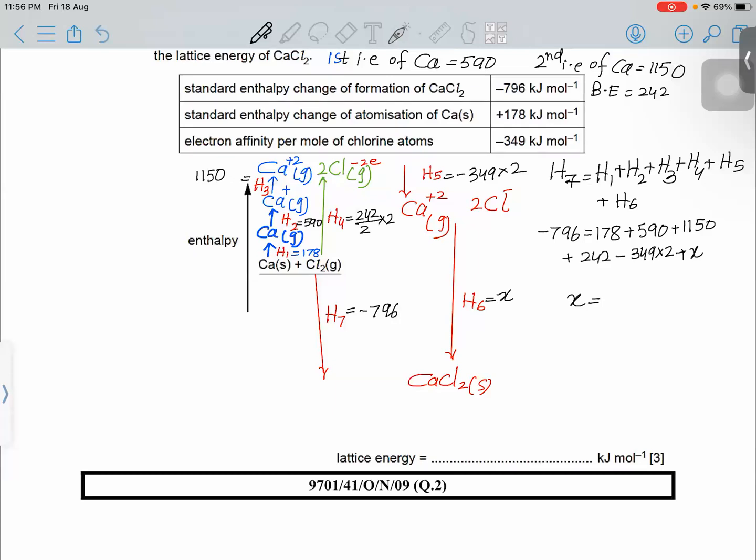So minus 2258. Minus 2258, or minus 2260 kilojoule per mole. Minus 2260 kilojoule per mole. Can I move to another question? Yes, sir.